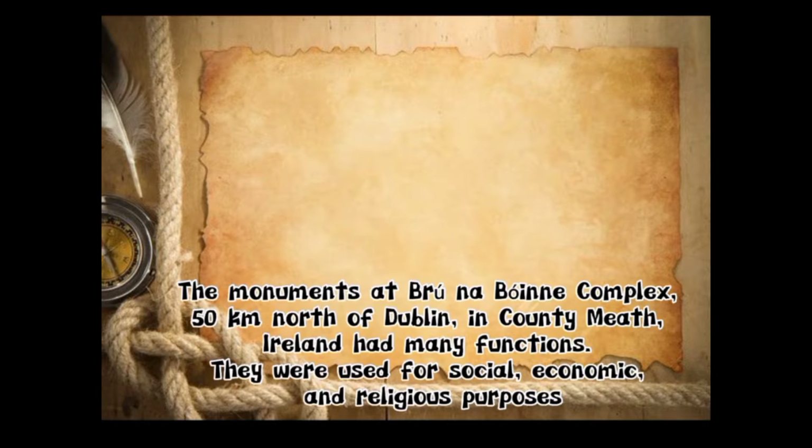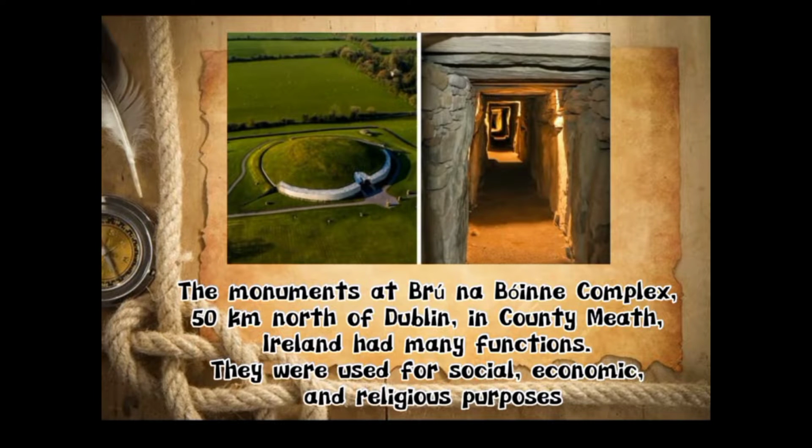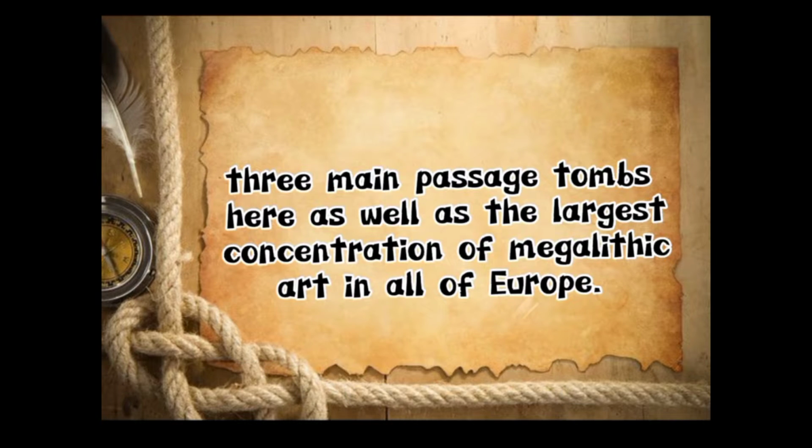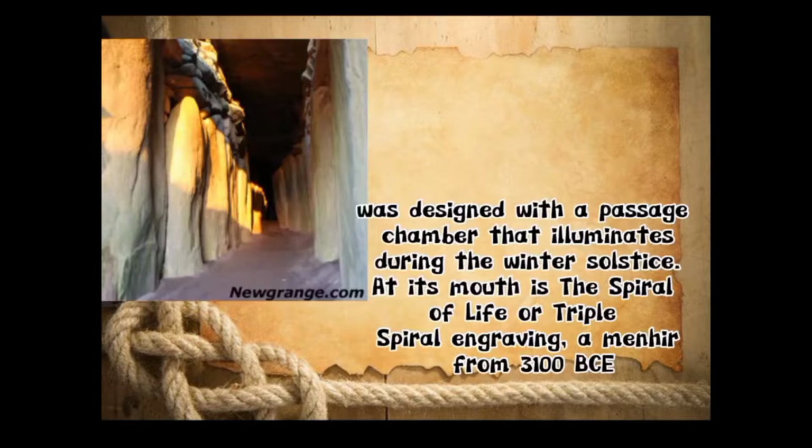The monuments of the Brú na Bóinne complex, 50 km north of Dublin in County Meath, Ireland, had many functions. They were used for social, economic, and religious purposes. There are three main passage tombs here, as well as the largest concentration of megalithic art in all of Europe. First is Newgrange.